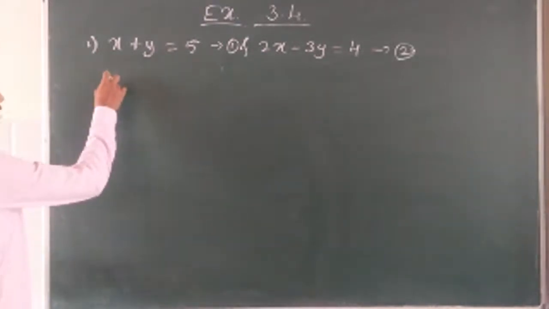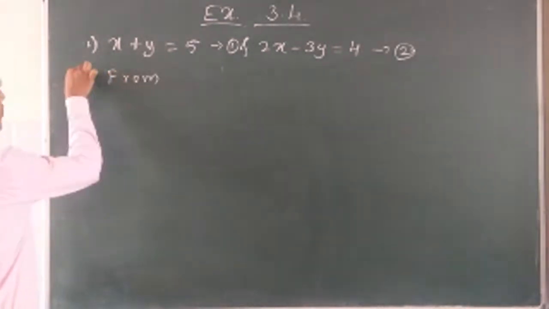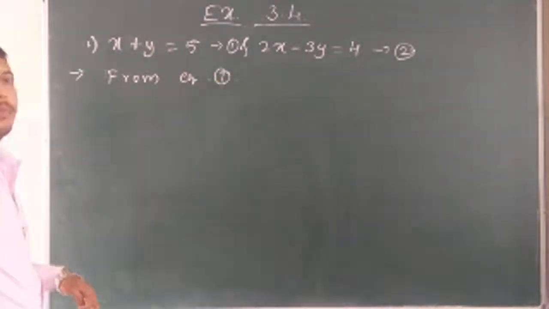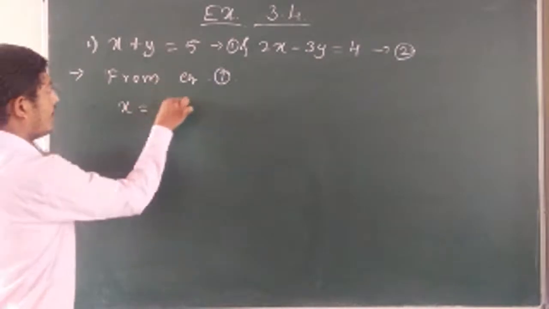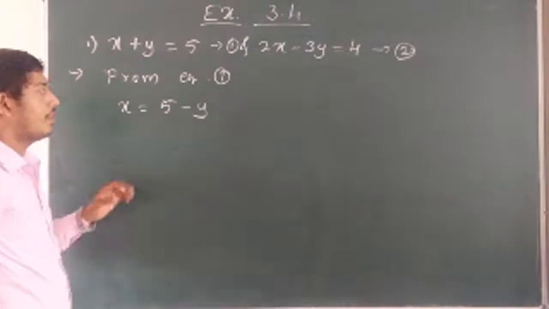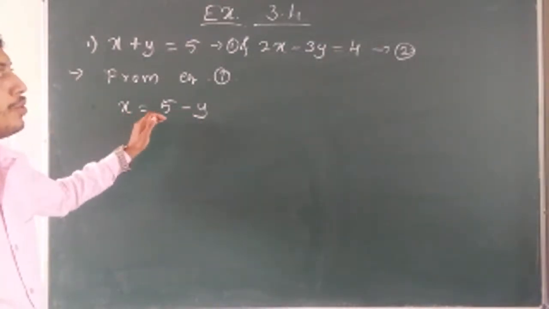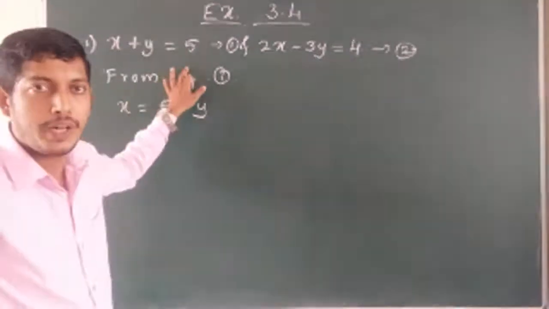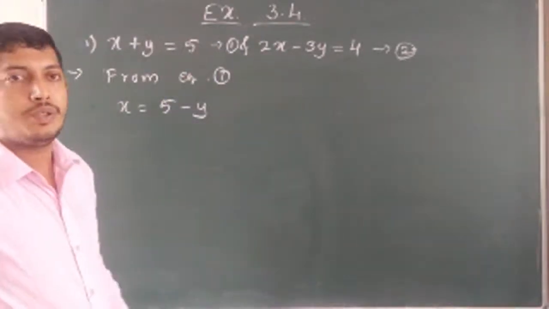So I will consider from equation 1. From equation 1, I will consider value of x equals to 5 plus y. When it goes to the other side, it becomes minus 1. Okay, value of x equals to 5 minus 1. Now I will substitute this value of x in equation 2 because I considered this value of x from equation 1. Therefore, I will substitute this in equation number 2.